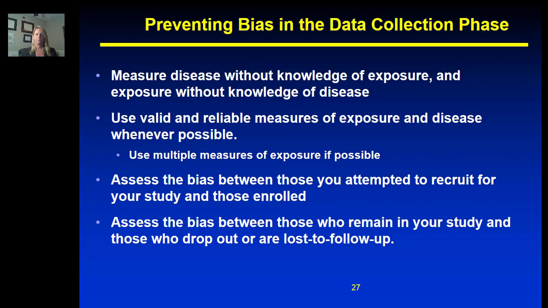We assess bias between those who we attempted to recruit for our study and those who were enrolled, as well as assess bias between those who remain in the study and those who drop out. So looking at characteristics among those different groups will help us to determine if we have bias in our study sample or in our information.